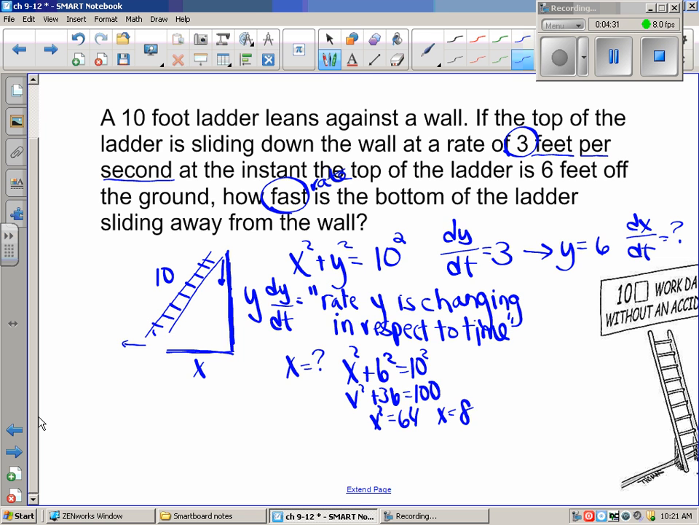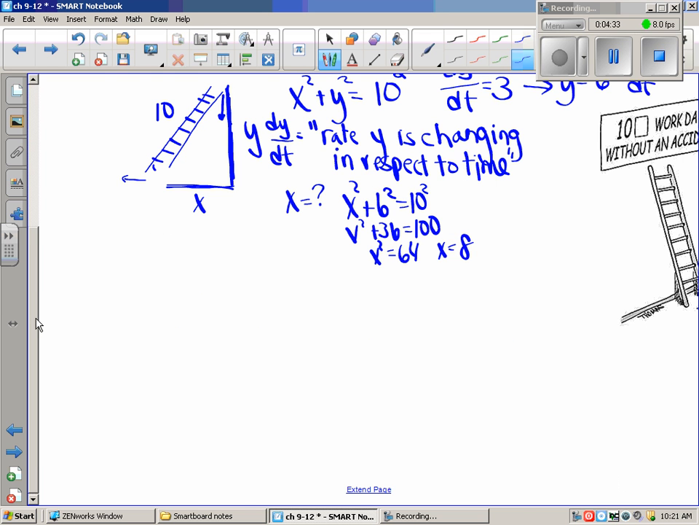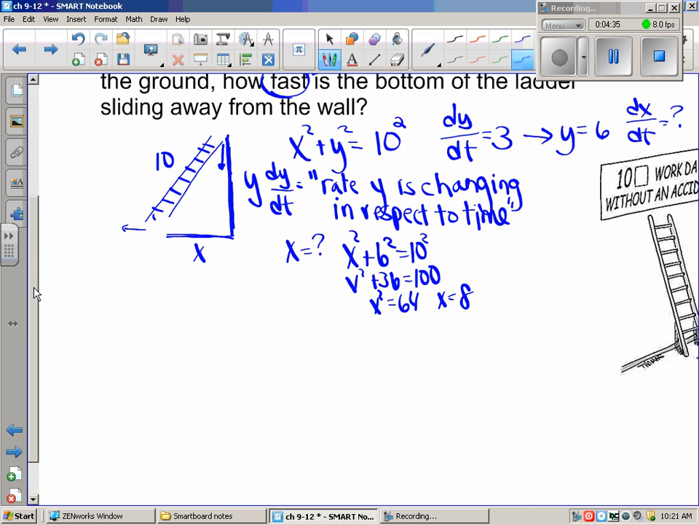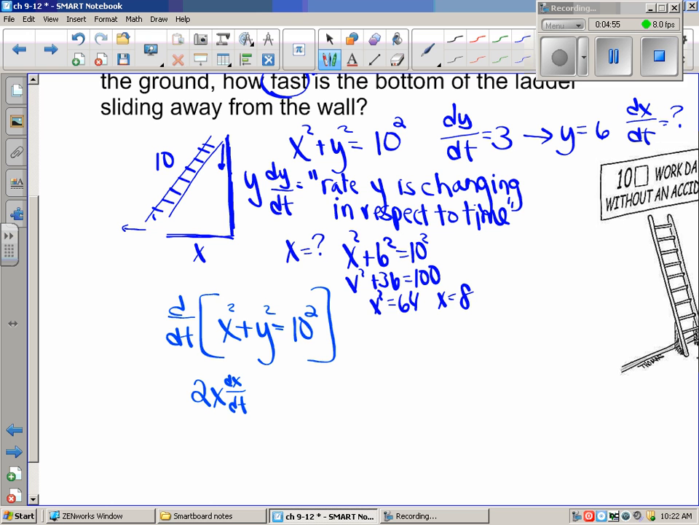Well, this is where the implicit differentiation, as well as your knowledge of respect to time, is all going to play in. So what we're going to do is start back with that equation, x squared plus y squared equals 10 squared, and I'm going to take the derivative in respect to time. And so what happens here is I have 2x, but it's in respect to time, so this would be dx/dt, plus 2y dy/dt equals the derivative of 100, which is 0.